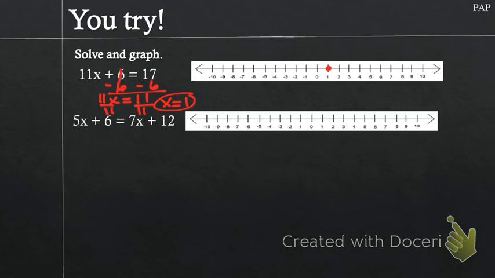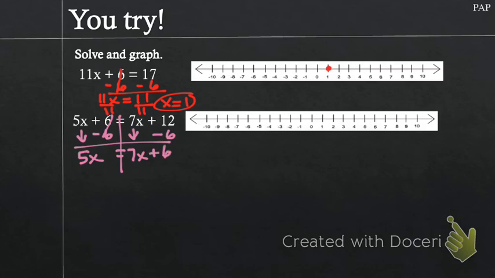Then the next one, you're going to choose the constant that's smaller, which is a 6. So I'm going to subtract that 6 to both sides. Bring down our 5x. Bring down our 7x. 12 minus 6, we get a positive 6.